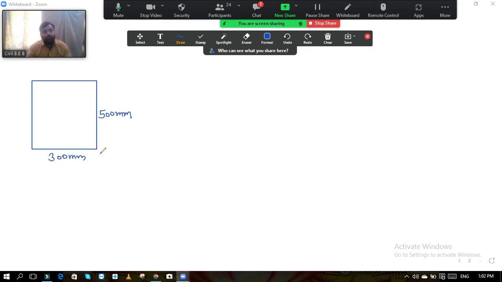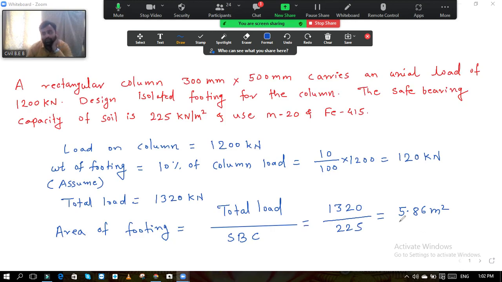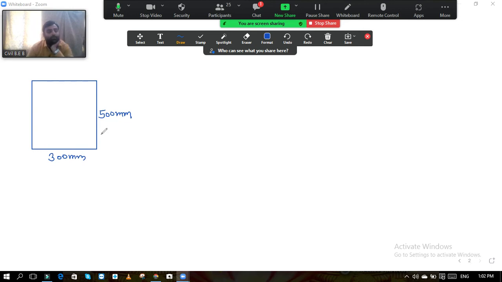In the square footing, what we do, we take the square root of this area, and then fix the dimensions. Why do we take this square root? Because for square both the sides are equal. Now here you can see your column is rectangular. One side is 300, another side is 500. So here we are going to assume one side. Let us consider the horizontal side, which corresponds to 300 mm. Let us assume one side as 2 meter, and then calculate the other side.